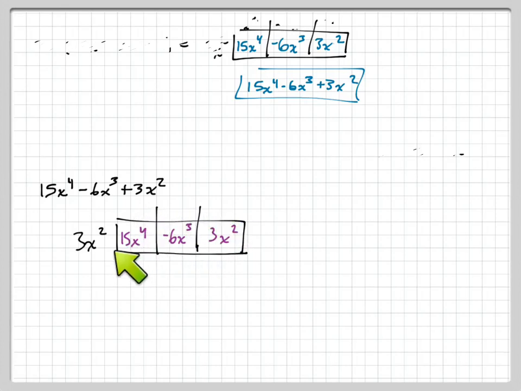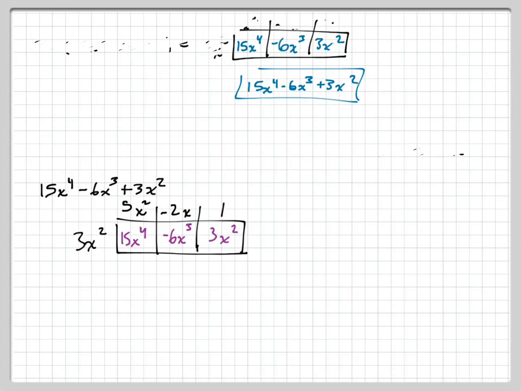So what is 15 divided by 3? It's 5. Okay, 15 divided by 3 is 5. What is x to the fourth divided by x squared? X squared. And then what about this one right here? Negative 6 x to the third divided by this. It would be negative 2. Then you have x to the third divided by x squared. You subtract those exponents. So you go 3 minus 2, which is x to the 1. And you don't need to write that 1. And the last one, 3x squared divided by 3x squared. What's that? That's just 1.